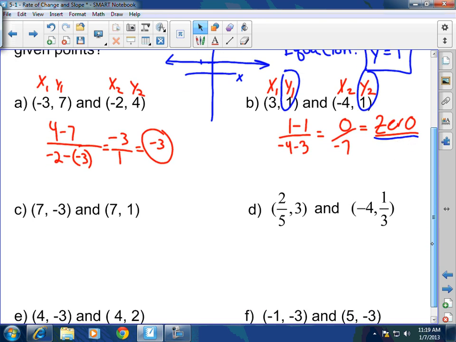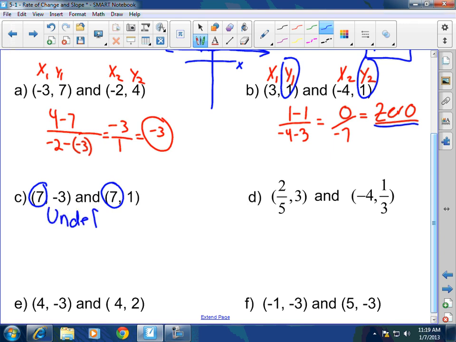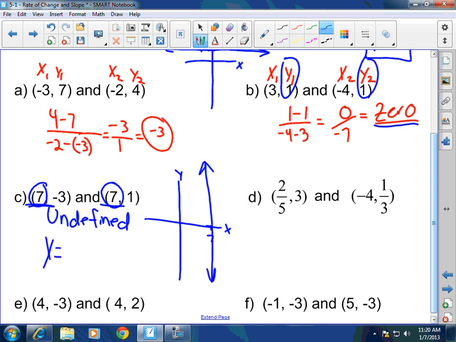Let us continue. Now look at what happens here, guys. Which ones are equal here? So what's the slope going to be? What's the equation going to be? No, in this case it's an x equals, right? Because in this case, here's the 7, and it's going down this way, right? So x would equal 7 here.